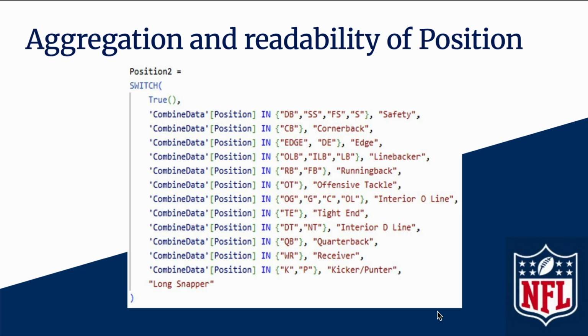All right, here's a new column that aggregates position and makes it more readable. So instead of these abbreviations, like here DB for defensive back, SS for strong safety, and so on, I just call all these safety in the new column. And then here's the second row, CB for cornerback. I don't aggregate anything here, I just make it more readable, and I do that with all the positions here with the SWITCH statement from DAX code.